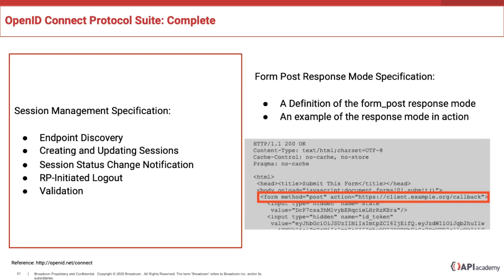The form post response mode spec defines the form post response mode. In this mode, authorization response parameters are encoded as HTML form values that are auto-submitted in the user agent and thus are transmitted via the HTTP post method to the client. An example is also included to illustrate the request, and more importantly, the form post encoded response.